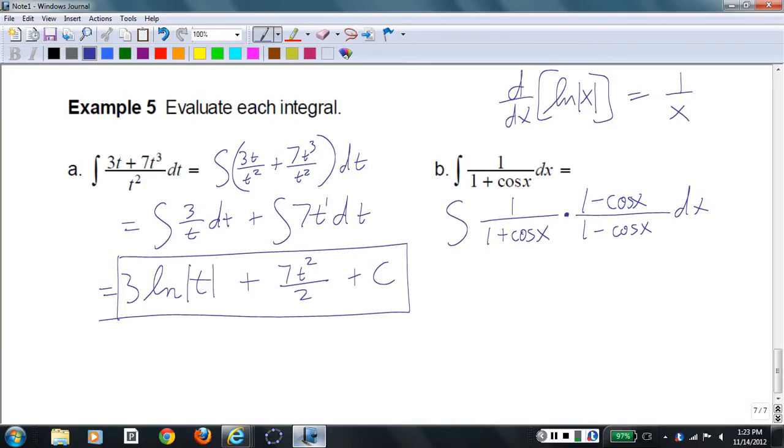But with multiple terms in the denominator, it's beyond the scope of Calc 1. There'll be different techniques in Calc 2 for dealing with that sort of situation, but it's really beyond the scope of what we do here.